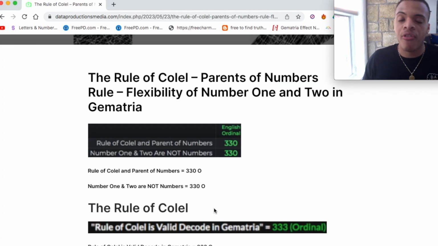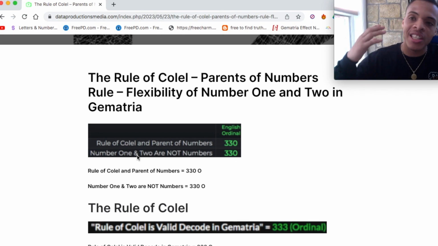Okay, so to start off on the right foot, we have some gematria decodes. We have rule of Colel and parent of numbers, and number 1 and 2 are not numbers. Those both equal 330 in English ordinal. As you understand, 0 is just a value placeholder, so you can see that as 33. Those are powerful yet simple decodes when it comes to these two rules.